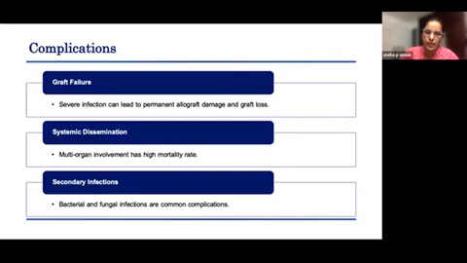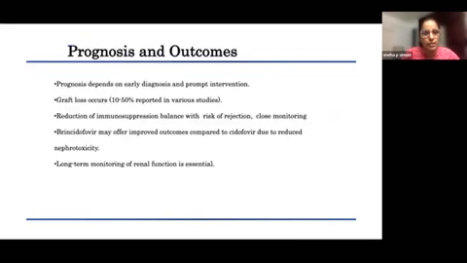Complications of adenovirus nephropathy include graft failure, severe infection resulting in graft loss, and systemic dissemination with multi-organ involvement. It can have a high mortality rate. Secondary bacterial and fungal infections can also occur. Prognosis and outcomes: prognosis depends on early diagnosis and prompt intervention. Graft loss occurs in up to 50% in case studies.